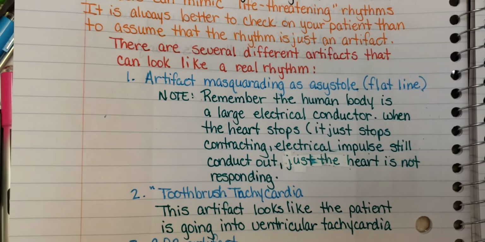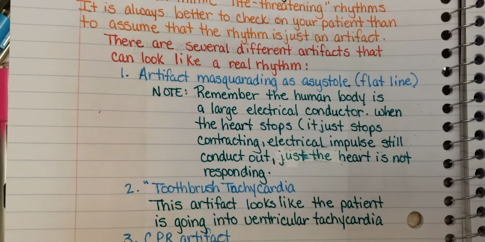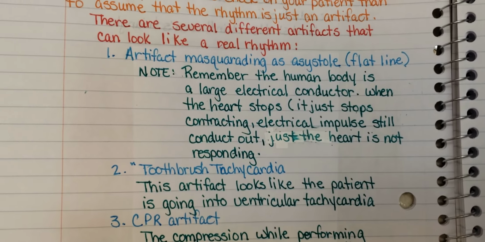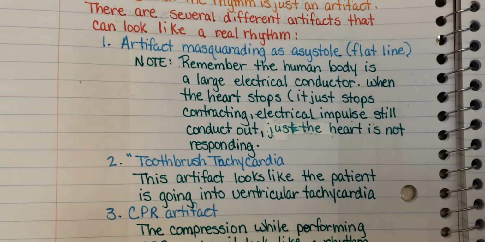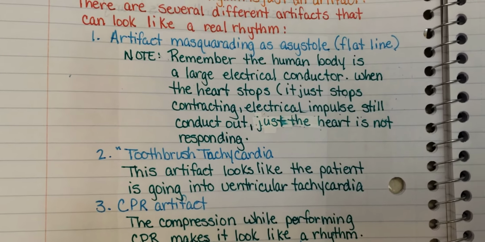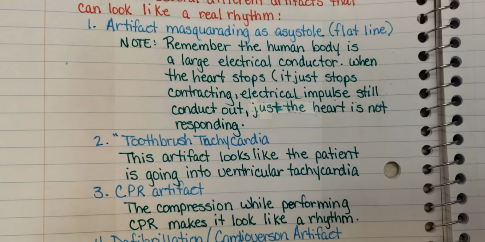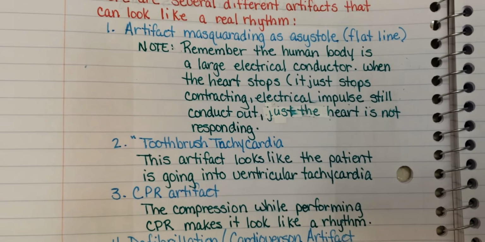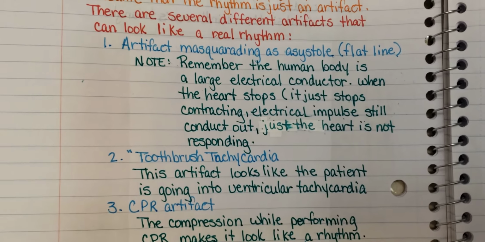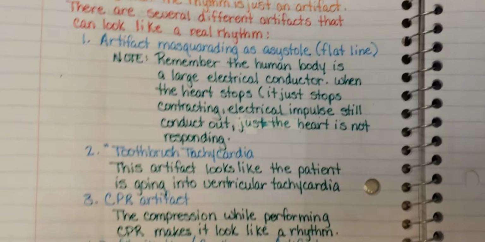There are several different artifacts that can look like a real rhythm. We have the artifact masquerading as asystole or flat line. Just remember, the human body is a large electrical conductor. When the heart stops, it just stops contracting. Electrical impulses still conduct out, just the heart is not responding. So it's never going to be a straight line. There's going to be some type of wave pattern going on. It may be slight, but it's still there.